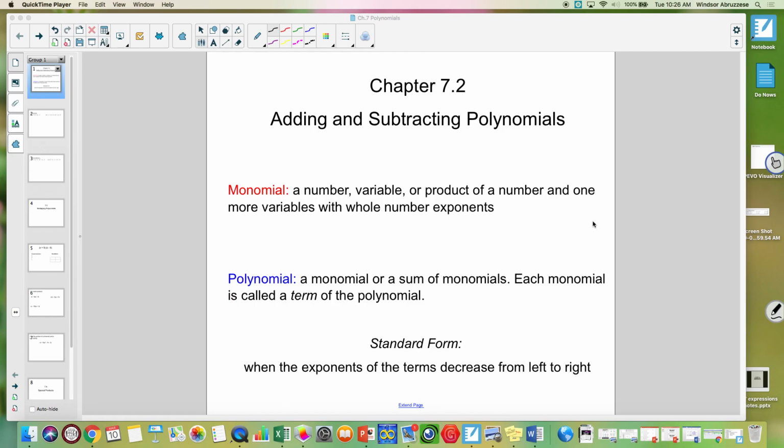Chapter 7 is all about polynomials. So I'm going to talk to you today about Section 2, Chapter 7.2, and it's adding and subtracting polynomials.